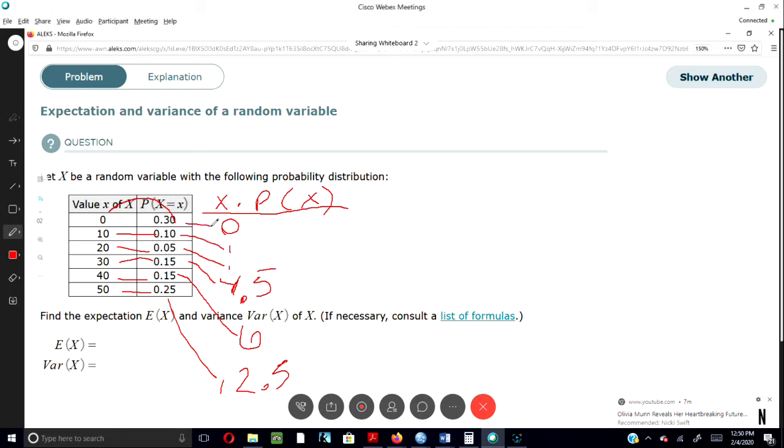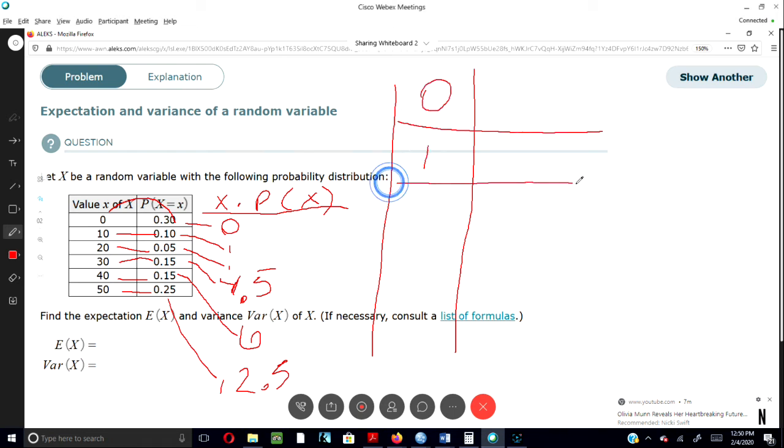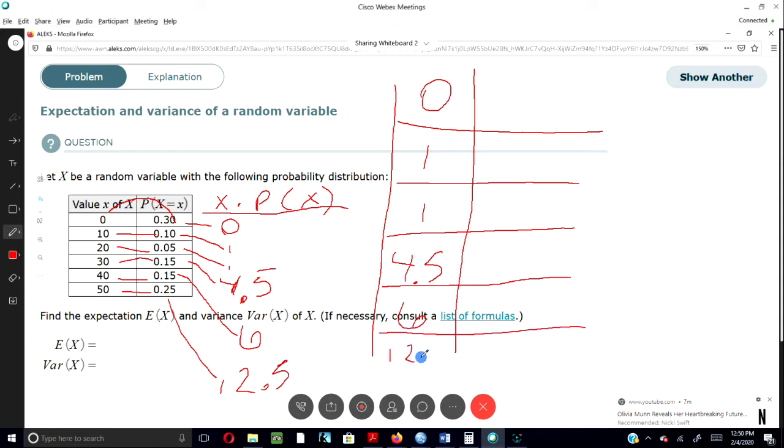Okay, so now we know what x times P of x is. And I'm going to try to make this a little bit clearer if I draw some lines and say 0, 1, 1, 4.5, 6, and then 12.5.